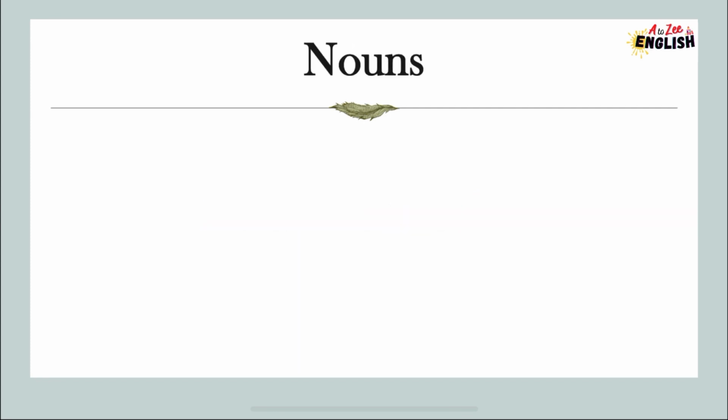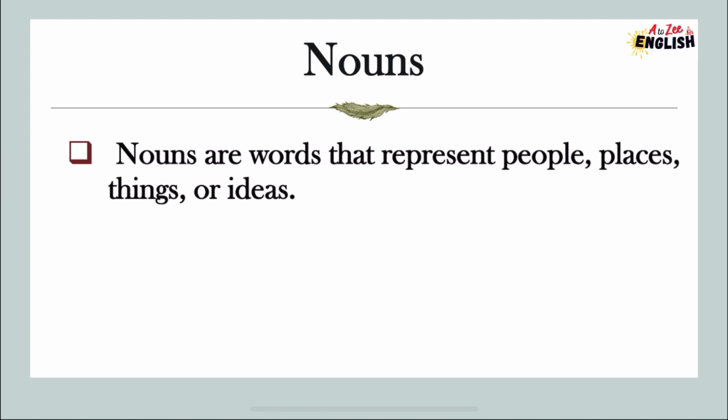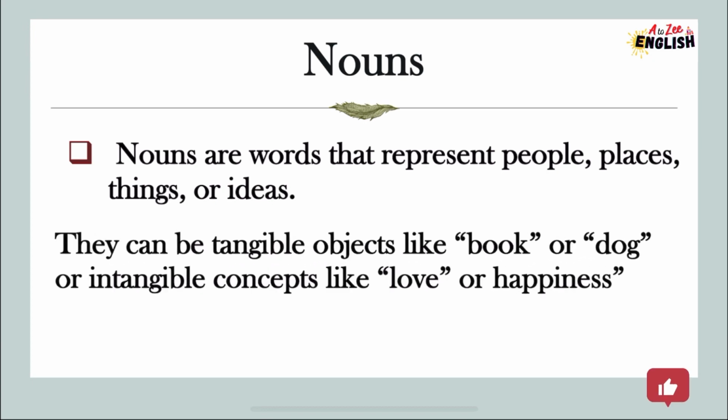First, we have nouns. Nouns are words that represent people, places, things, or ideas. They can be tangible objects like book or dog, or intangible concepts like love or happiness.